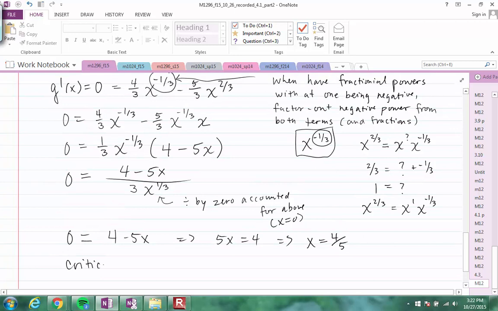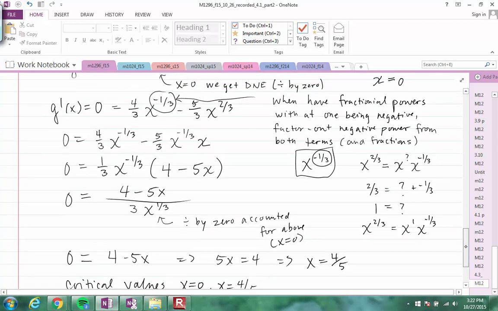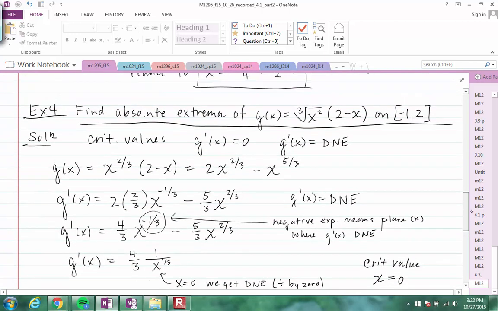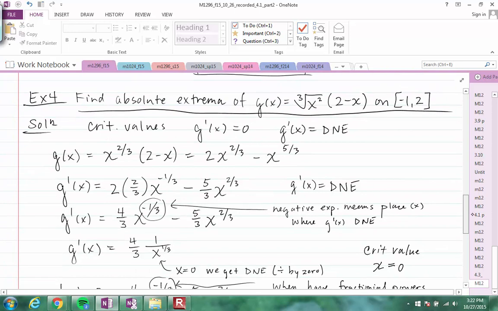So overall, our critical values are x equals 0 and x equals 4/5. So it seems like we should be done, but we've only just begun this problem. We were doing that to try to get at the absolute extrema of that function on -1 to 2.